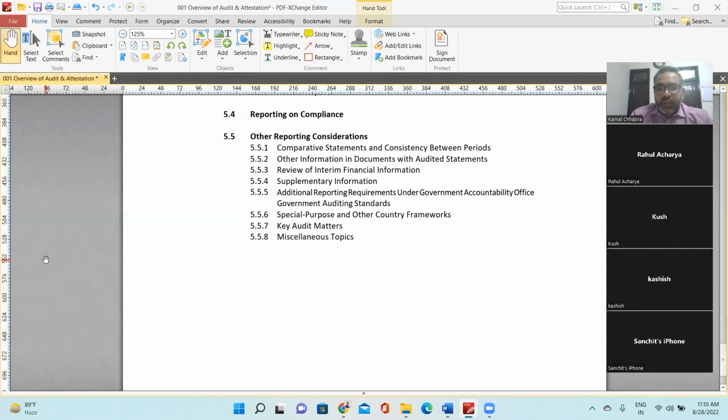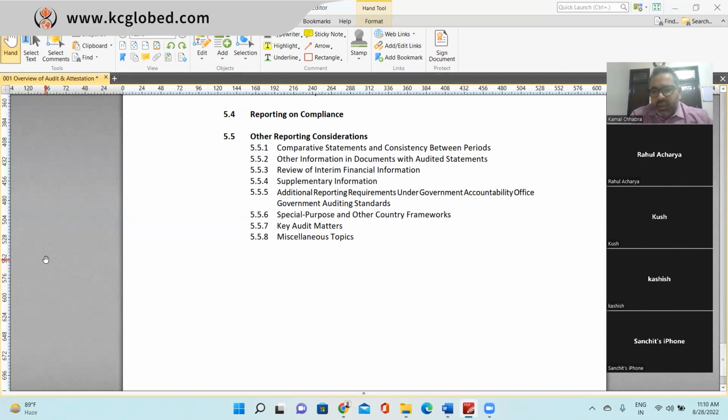Then other information in documents with audited statements. For example, along with the financial statements, you might have seen a management report, directors' report, a lot of historical data and other things, like you might have seen in a 10K. I've shared a couple of 10Ks with you, especially for Microsoft and GM. In those 10Ks, along with the financial statements, there are a lot of other reports which management provides to the users of the financial statements. Those all things will come under the other information section.